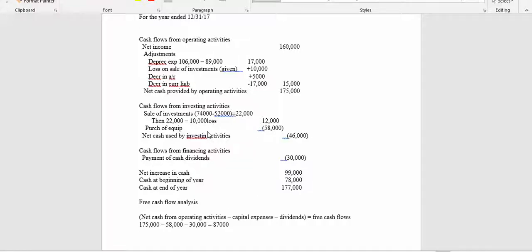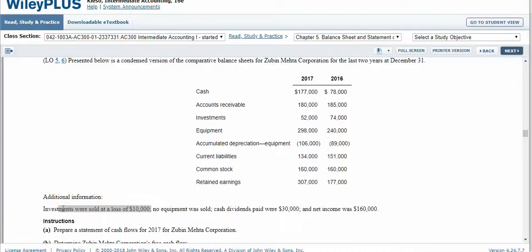Okay, so we already said that we sold something. We said we sold investments. The investments went from 74,000 down to 52. That's the book value. But they were sold at a loss, and we already got the loss part on the books. So what we want to figure out is how much cash we got when we sold those investments. This is the book value. It went from 74 down to 52. That's a difference of 22,000, right?